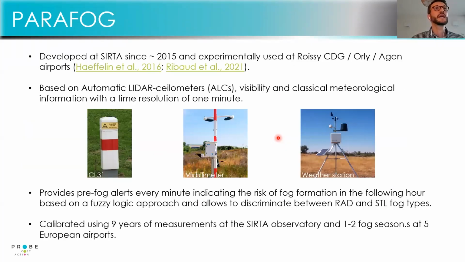The Parafog tool has been developed at the SIRTA Observatory in Paris since 2015 and is experimentally used at different French airports. It is based on automatic LiDAR ceilometer (ALC) measurements, visibility, and classical meteorological information with a time resolution of 1 minute. It provides a pre-fog alert every minute, indicating the risk of fog formation, and it also allows discriminating between radiation and stratus lowering fog types.